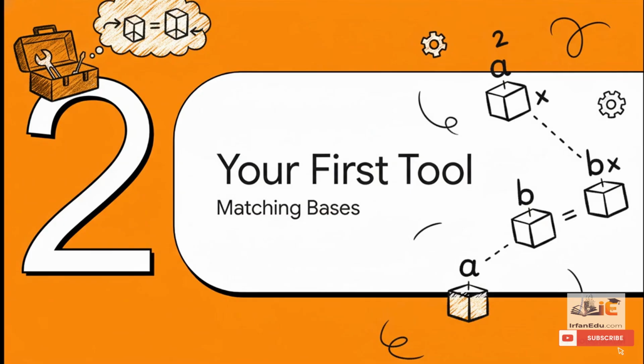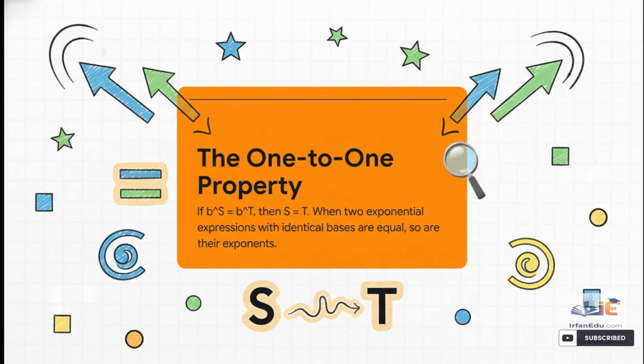All right, so to tackle these kinds of equations, you're going to need a toolbox. Let's start by grabbing your first and most direct tool, a really clever method that's all about matching bases. Now, this tool works because of a beautifully simple rule. It's called the one-to-one property. All it really says is that if you have two identical bases on either side of an equal sign, well, then it just makes sense that their exponents have to be equal too. It's a surprisingly elegant little shortcut.